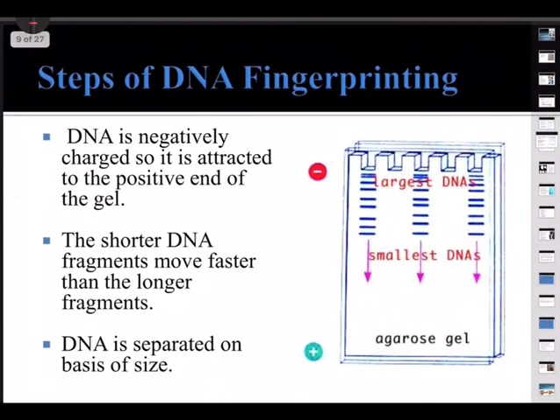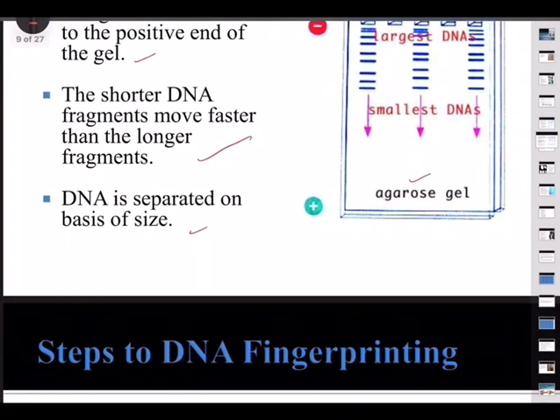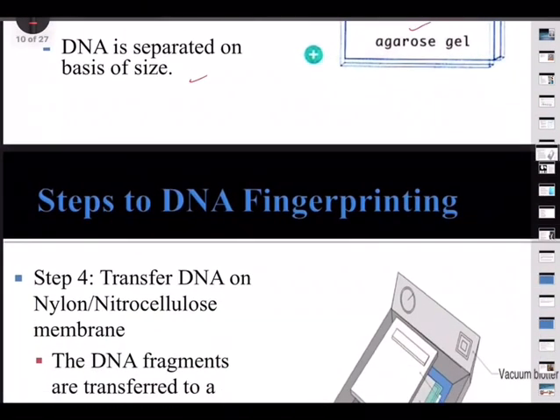That's what we are going to see in the next slide. As I said, yes, look at this. DNA is negatively charged, so it is attracted to the positive end of the gel. The shorter DNA fragments move faster than the longer fragments. So thus the DNA is separated based on size. That is the purpose why we are using gel electrophoresis. And agar gel is very good in that. It will easily separate the DNA fragments.